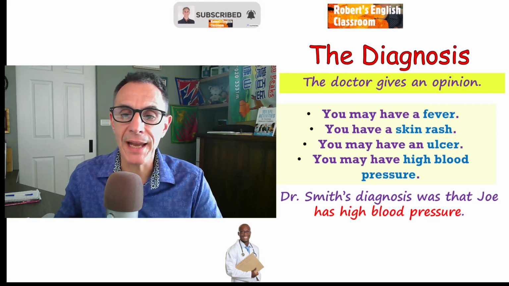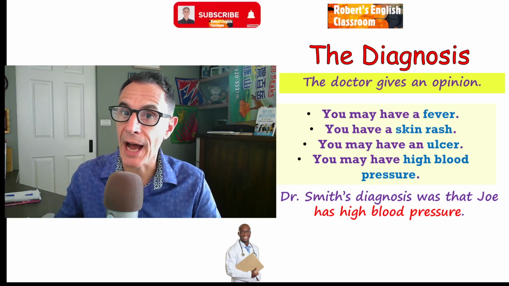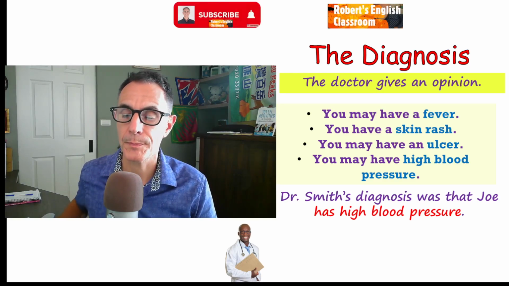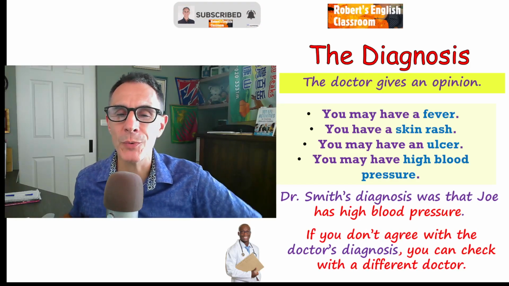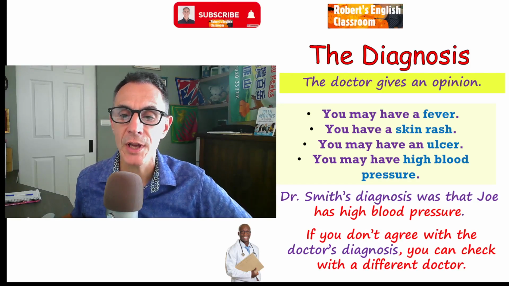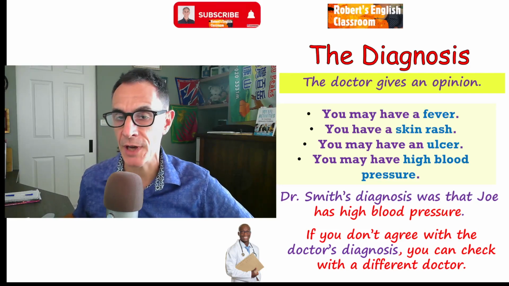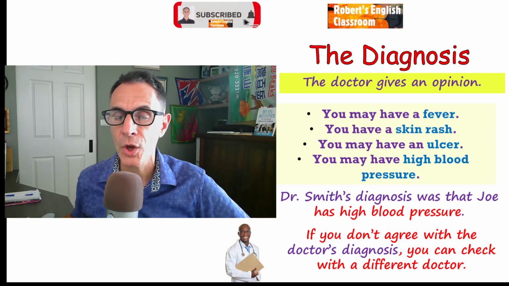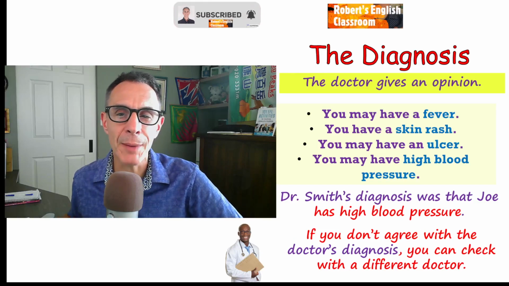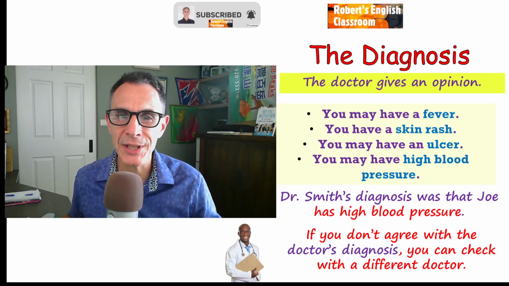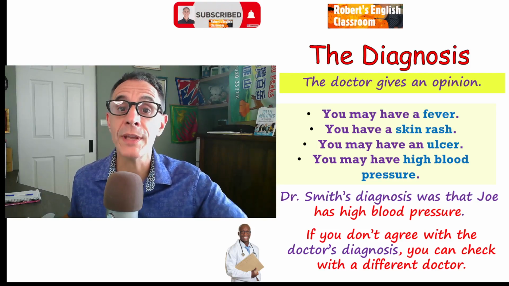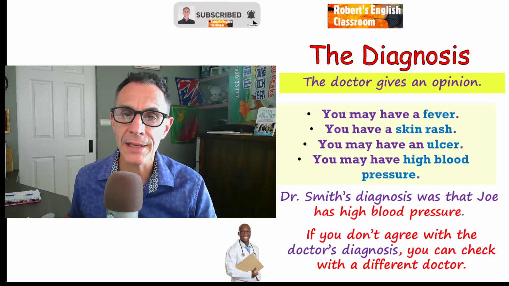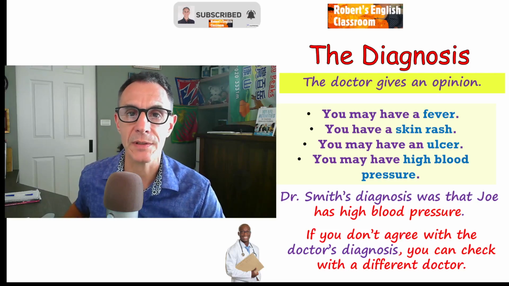Dr. Smith's diagnosis was that Joe has high blood pressure. If you don't agree with the doctor's diagnosis, you can check with a different doctor. We call this a second opinion. The second opinion, that's when you might go to another doctor or even another doctor and listen to their diagnosis.